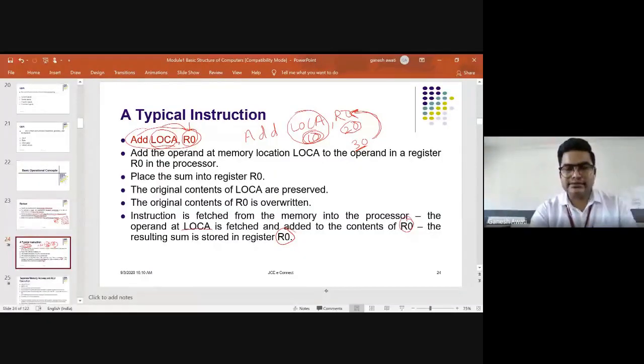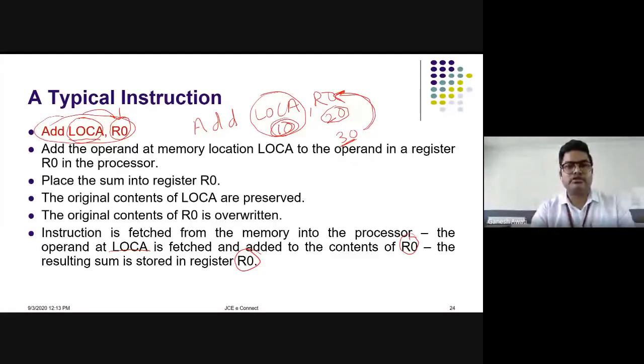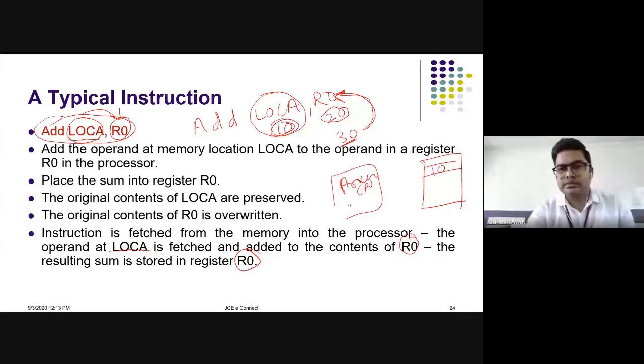This is the simple instruction we are talking about. ADD location: if that particular memory location has 10, and the register R0 in your processor or CPU already has 20, it will take the 10 from the memory location, add 20 and 10, and the result will be stored into R0. So the value of R0 will change. That is a typical instruction we are talking about.